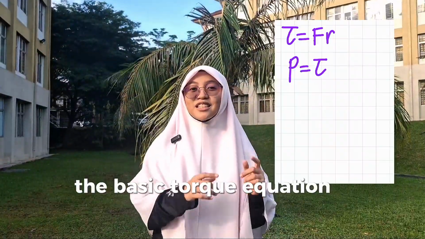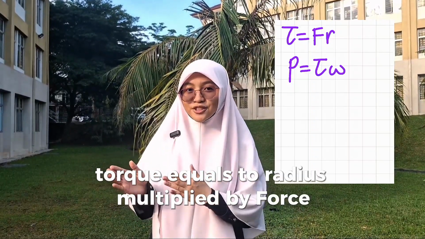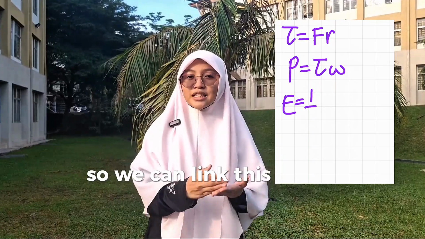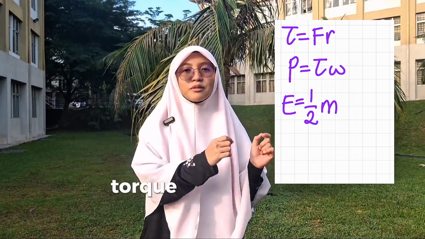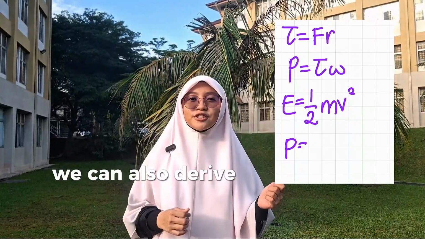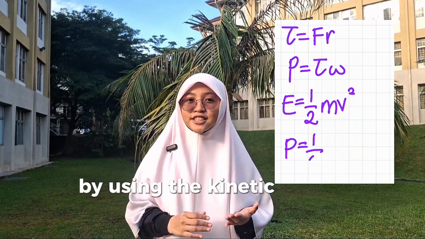The basic torque equation is torque equals radius multiplied by force. But for a windmill, the force is the wind's momentum change. So we can link this in the equation of power equals torque multiplied by angular velocity, where the torque comes from the wind's momentum change.